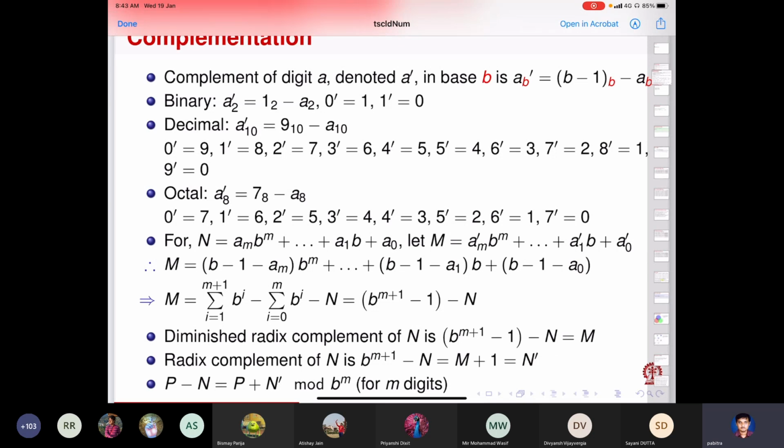By the way, in your PDS, was number system covered? In your PDS? No, sir. Okay. All right. Then I think we can spend some time on this.